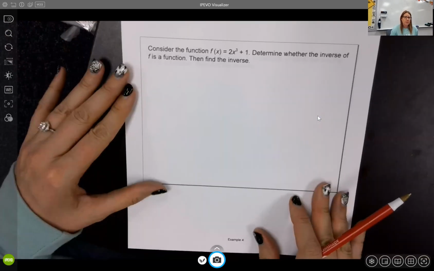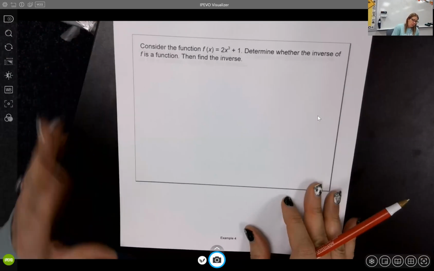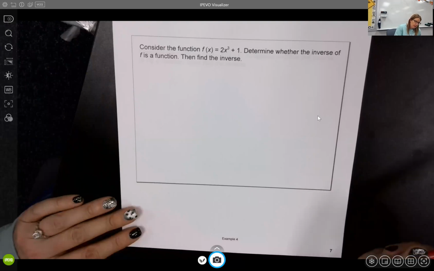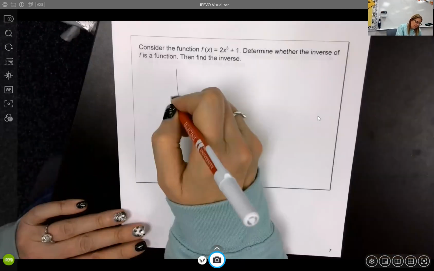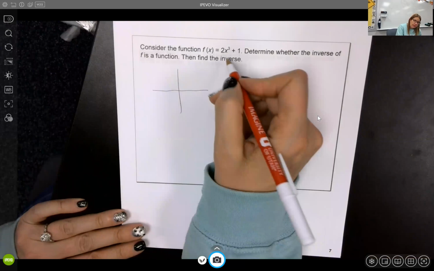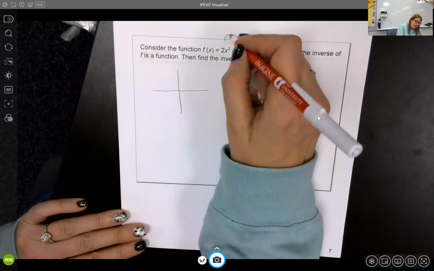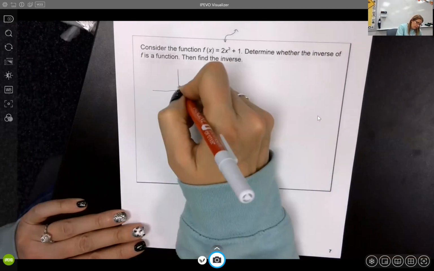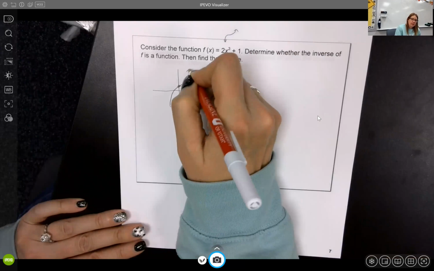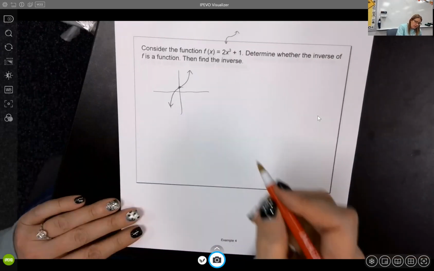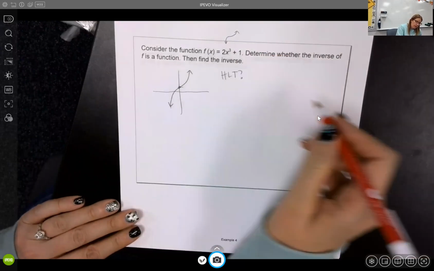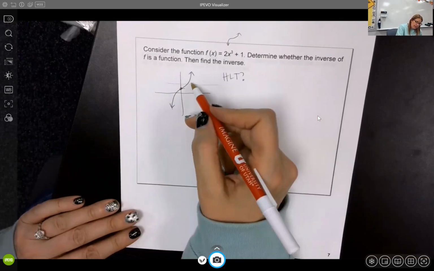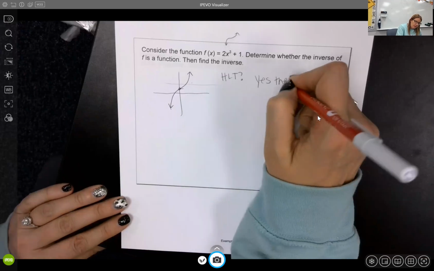Okay, consider the function f of x equals 2x cubed plus 1. Determine whether the inverse of f is a function and then find it. Okay, so 2x cubed plus 1 is John Travolta because it's x cubed. So I know the graph is going to look like this. It's 2, so it's stretched, and then it's up 1. So I don't really have to do the stretch, okay? So this is the graph. Does this pass the horizontal line test? So if I draw a horizontal line, it only crosses it at one place. So yes, the inverse is a function.